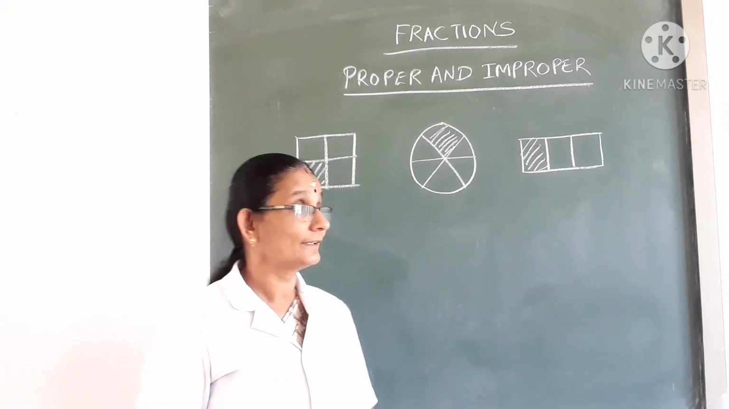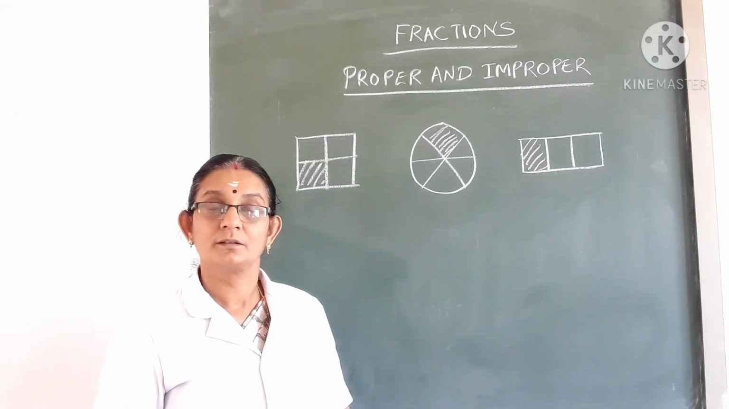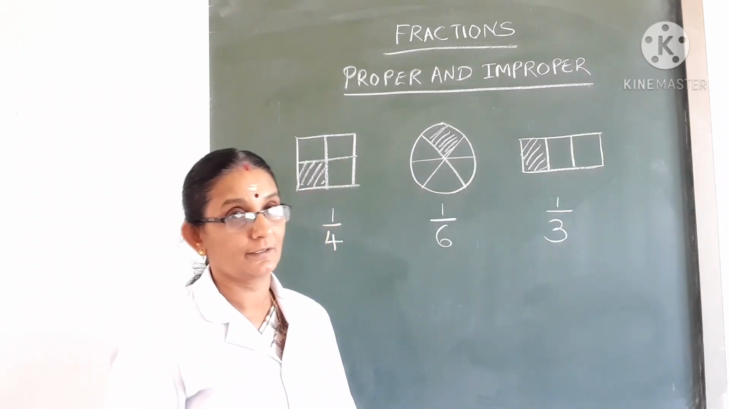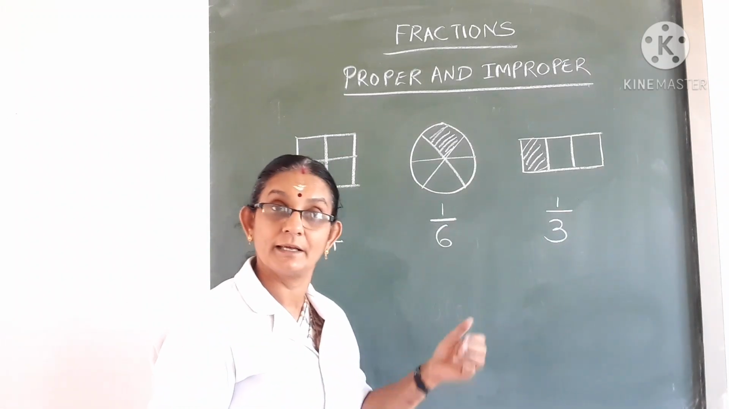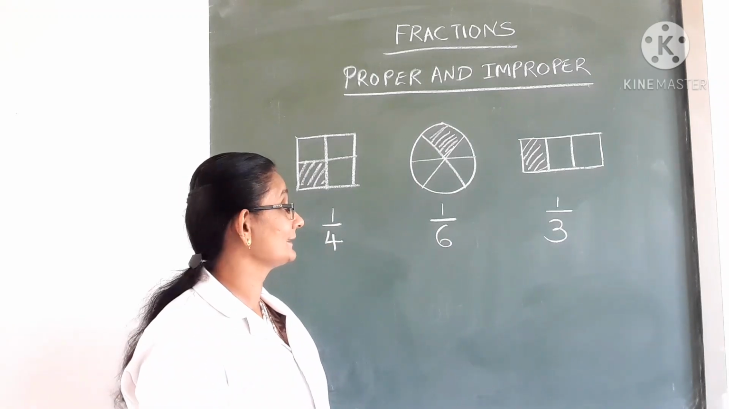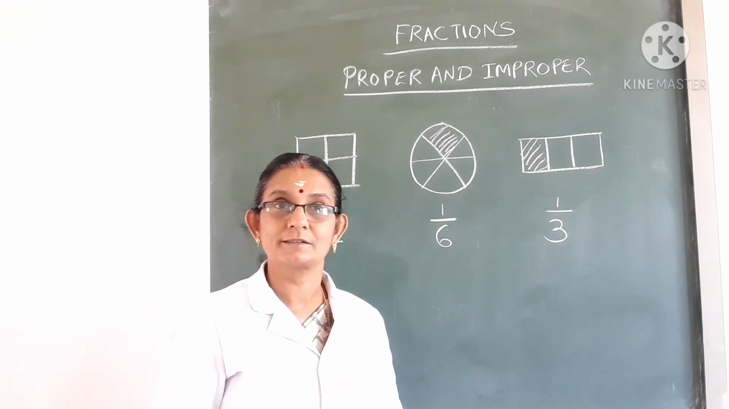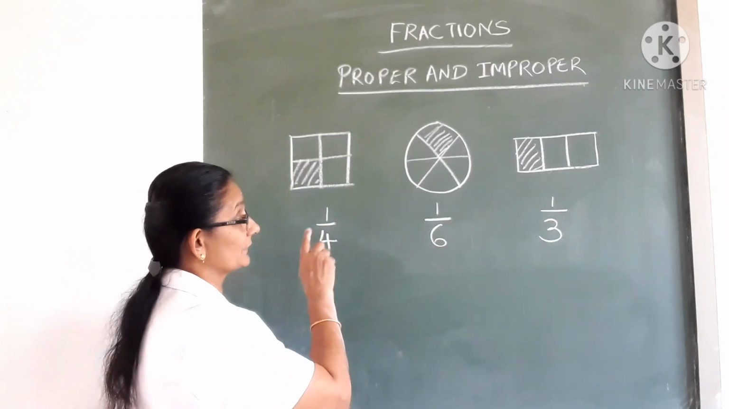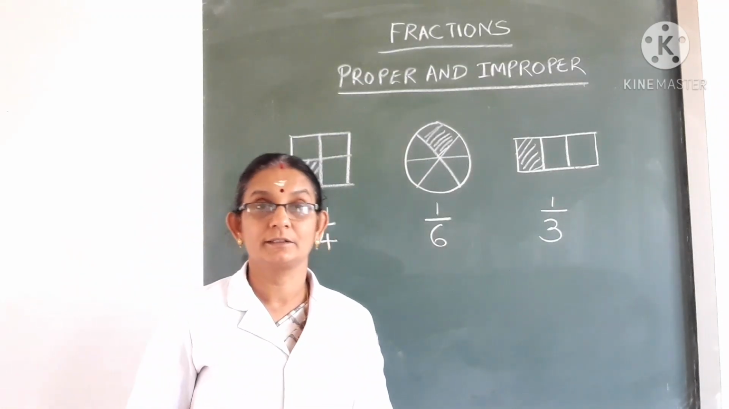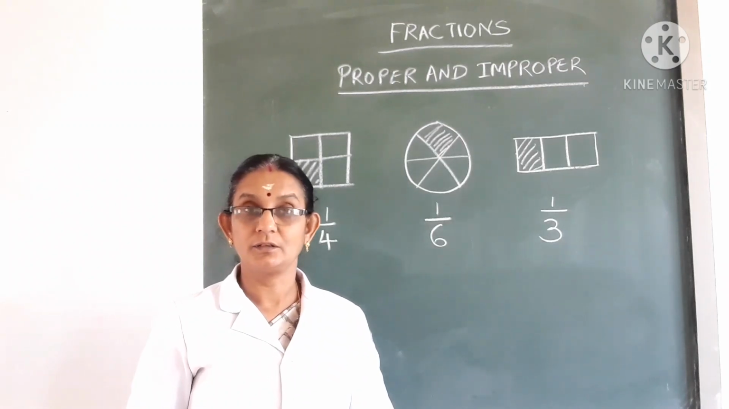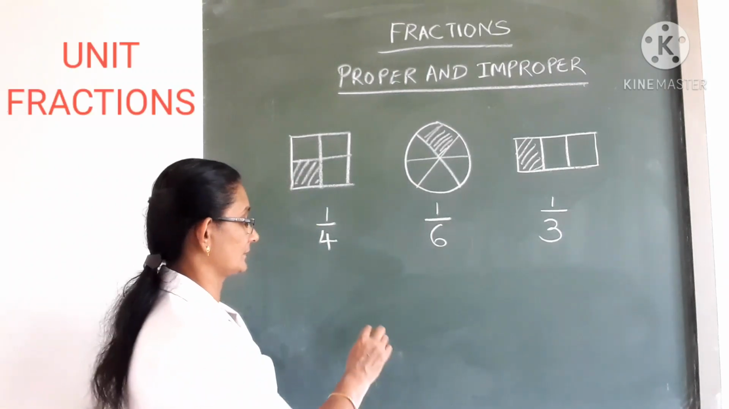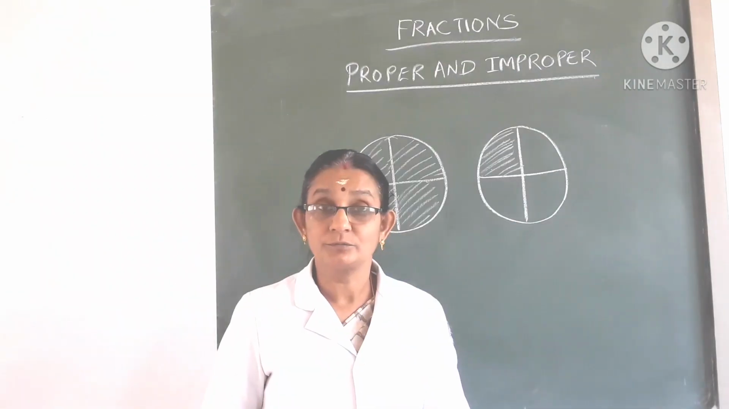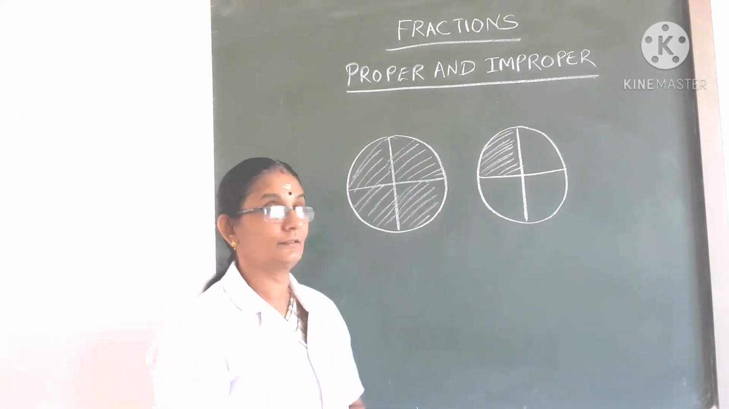Okay? Now children, look at the figures here. Let us write the fractions for it. Yes. Now children, do you see any similarity over here? Yes, you can see that all the numerators are 1. Isn't it? So the fractions which have 1 in the numerator are called unit fractions. Unit fractions.